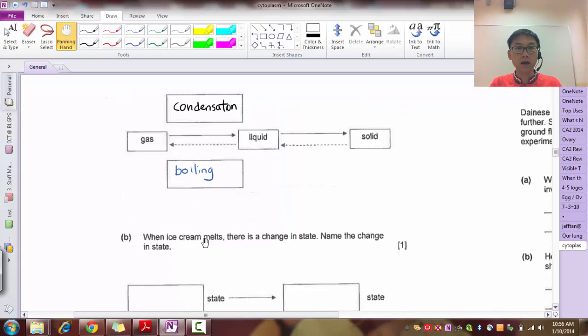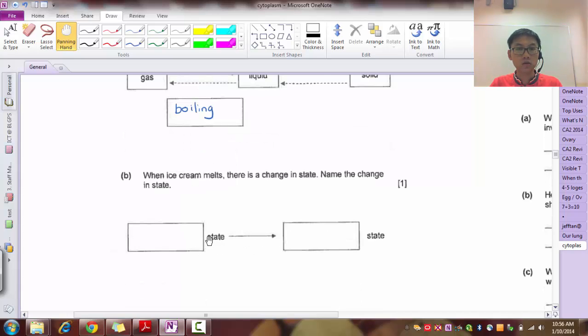So part B, when ice cream melts, there is a change in state. Name the change in state. Okay, so ice cream, what state is it before it melts? So ice cream, before it melts, it's actually at the solid state. Okay, ice cream, it's ice, is solid. So then when it melts, it becomes liquid. Okay, so from the solid to the liquid state.